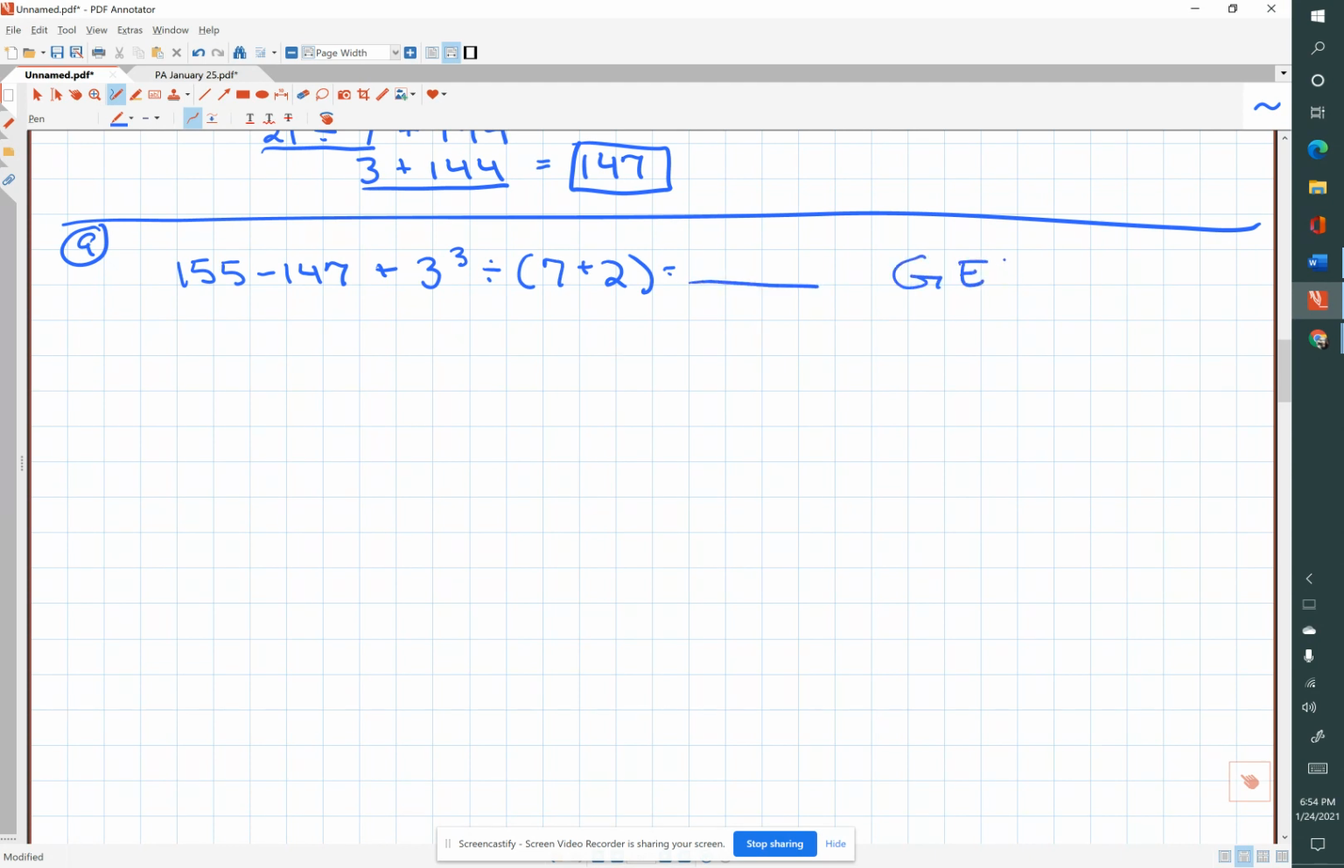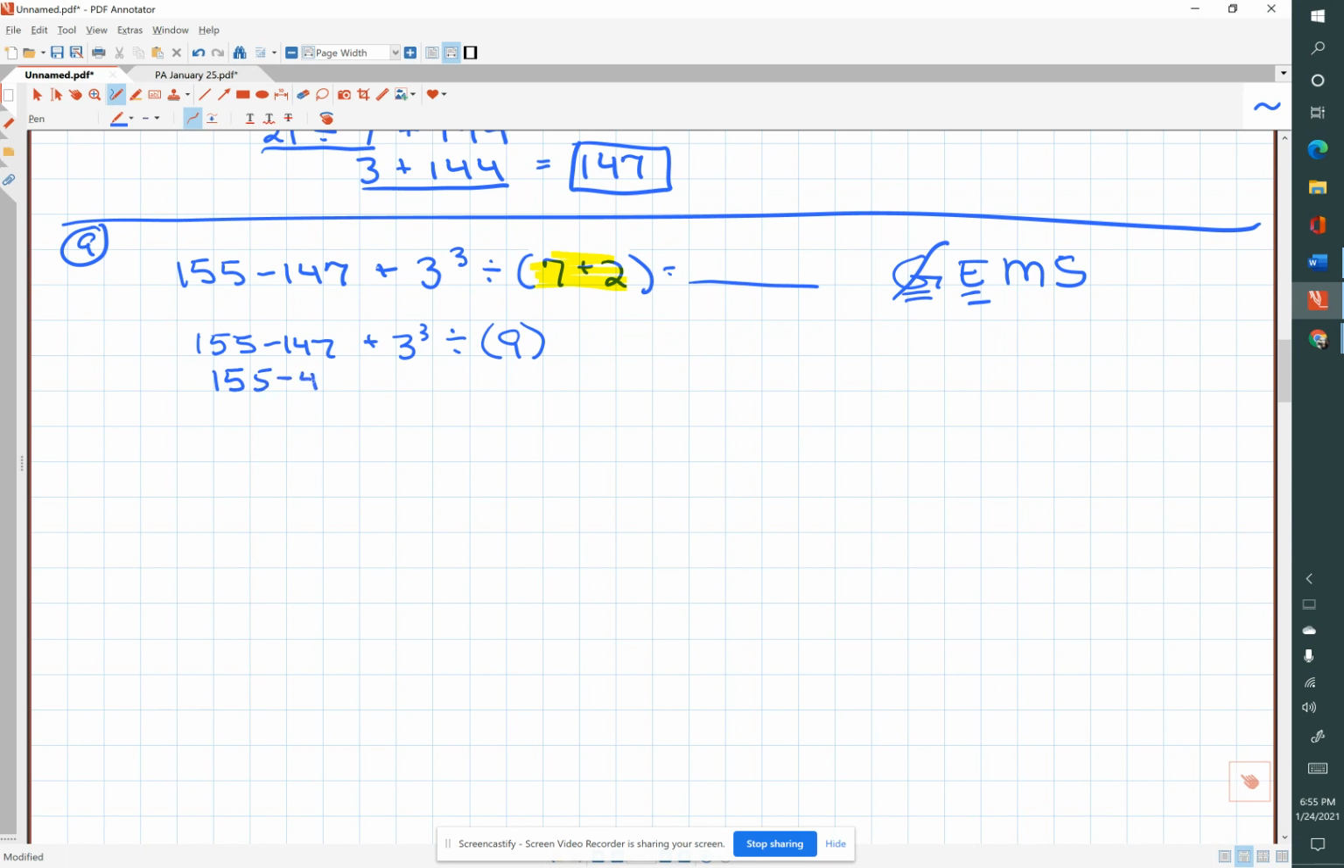put our grouping symbol, exponent, multiplication, and division before addition and subtraction. And we'll start with our grouping symbols, which is going to be the 7 plus 2. So just write the rest. 155 minus 147 plus 3 to the third divided by 7 plus 2 is 9. Now let's work on this exponent, 3 to the third power.